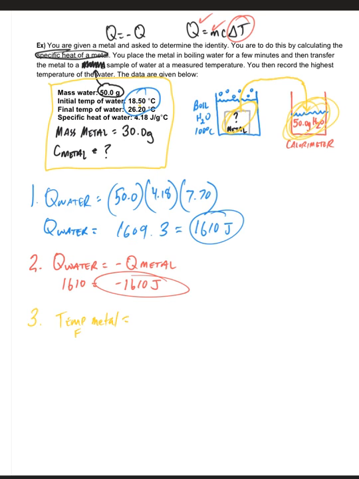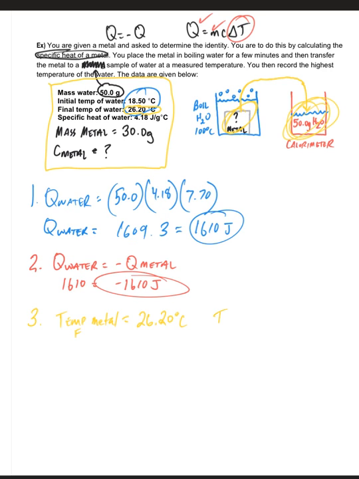The final temperature of the water is 26.20. Well, when things transfer heat or energy, they continue to do that until both of the substances are the same temperature. So because the final temperature of the water is 26.20, I know that that is also the final temperature of the metal, because they will continue to transfer energy until they are the same temperature.